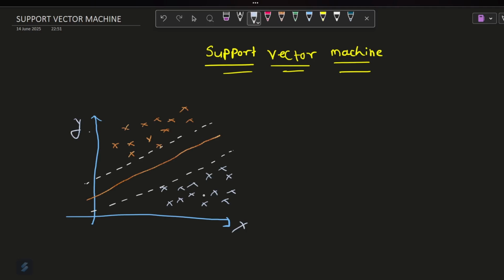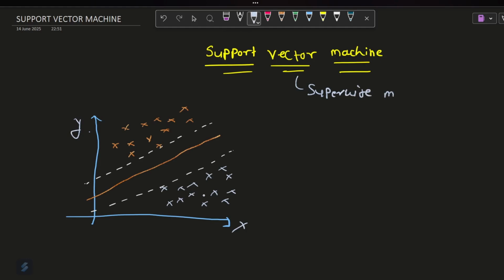So what is the support vector machine? In the support vector machine, we understand the basic concept: what is the support vector machine, how the data points are split, and basically what it is used for. So basically this is a supervised machine learning, right?